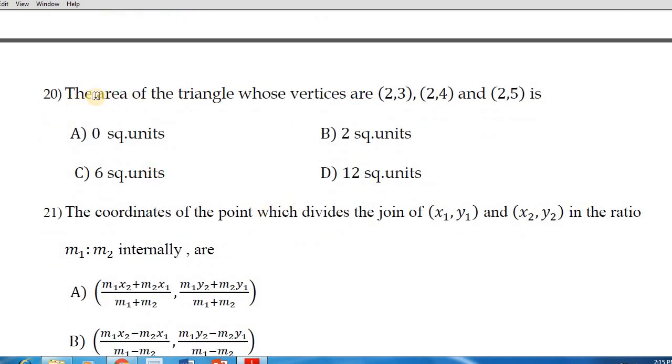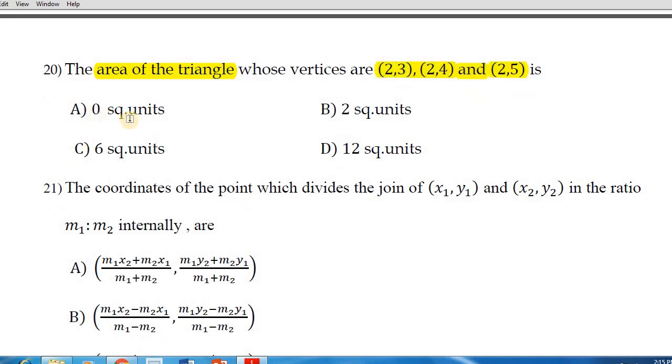Next. The area of the triangle whose vertices are 2, 3, 2, 4 and 2, 5 is: 0 square units, 2 square units, 6 square units, 12 square units. Here the coordinates of 3 points are given and we are asked to find the area of the triangle. You want to use the area of triangle formula, half into x1 into y2 minus y3 plus x2 into y3 minus y1 plus x3 into y1 minus y2. If you simplify, you will get area is 0. So option A is correct.